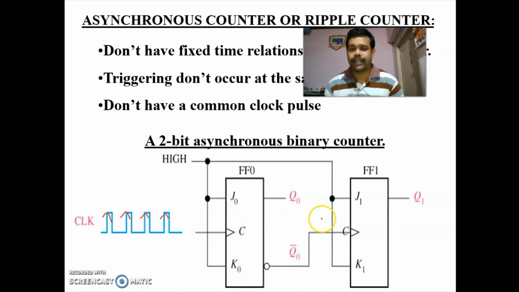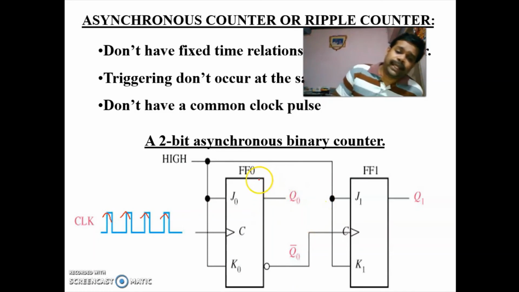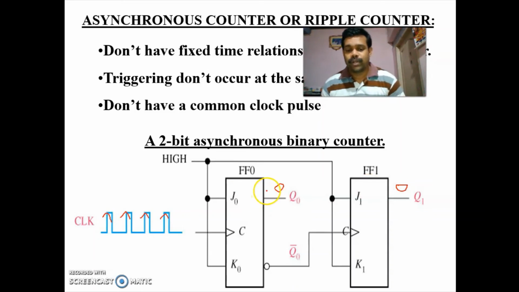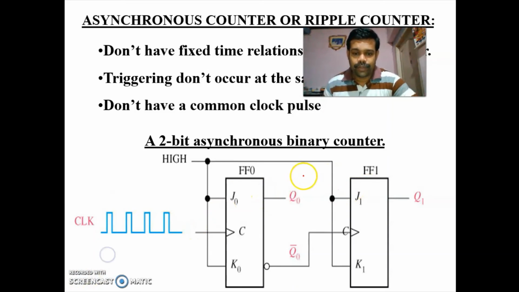So we are going for the working. Initially the output of both the flip-flops is 0. If you have 0 here, actually here you will be getting 1. Since we have put an inverter, that 1 will become 0 here. So this is a positive edge triggered flip flop.